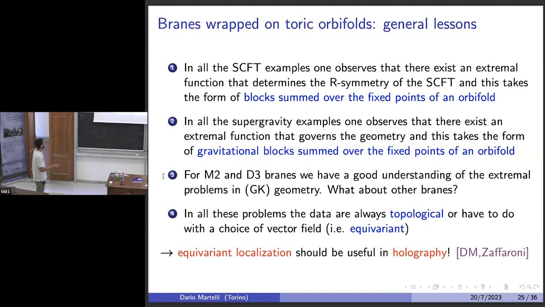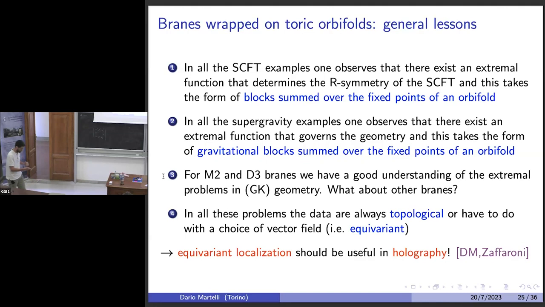Here, the topological data would be, namely in the toric case, these V's. You can, as I said, also do non-toric, and there would be more complicated Chern classes, et cetera, et cetera. But otherwise, here everything boils down to combinatorics and the V's, and the choice of this vector field, namely equivariant data. So, all in all, putting all this together, it suggests that equivariant localization should be useful in holography. And that's what, with Alberto Zaffaroni, we sat down to do earlier this year.